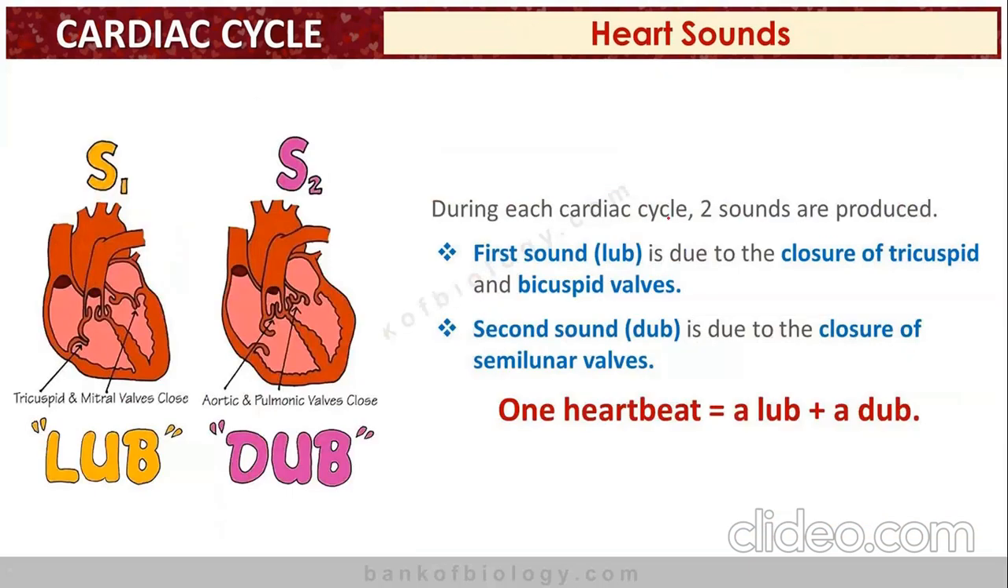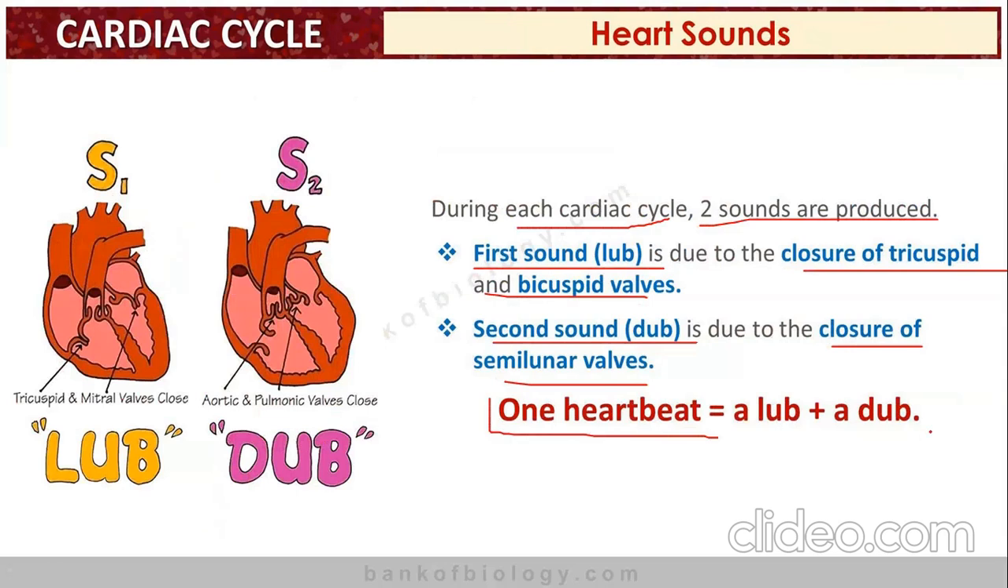During each cardiac cycle, there are two different sounds that are produced. The first sound is lub, L-U-B. This is due to the closure of the tricuspid and the bicuspid valves. The second sound, dub, is due to the closure of the semilunar valves. And why these open and close, we already saw in the previous segments. So one heartbeat is equal to one lub plus one dub.